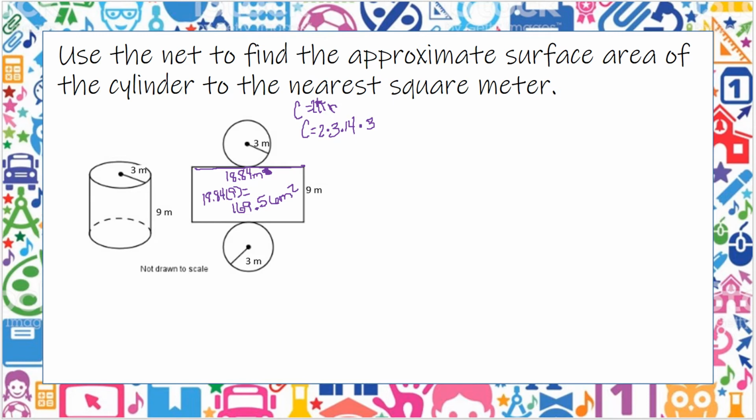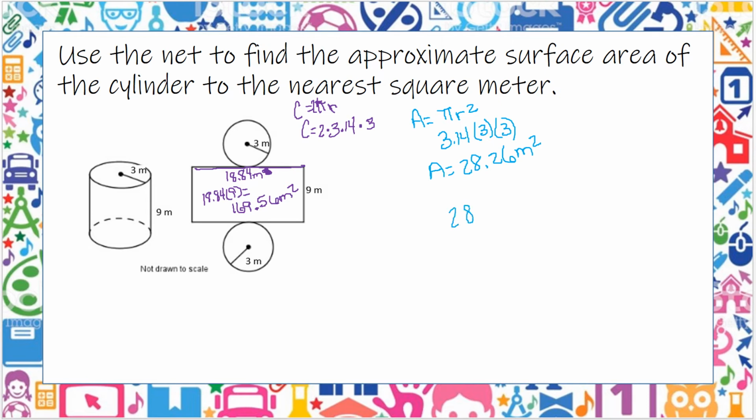Now, we found the area of the rectangle there. So now we're going to find the area of the two circles. So that is just pi r squared. And so I've got 3.14 times the radius squared, which means times itself. So 3.14 times 3 times 3 tells me the area of one of those is 28.26 meters squared. And I have two of those.